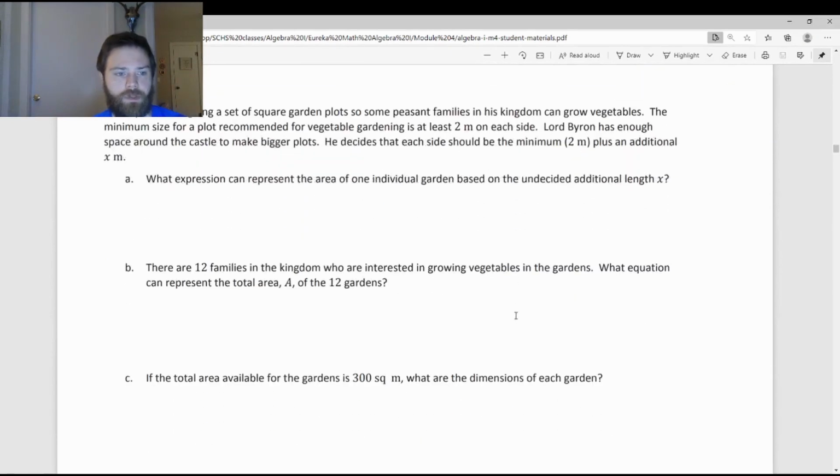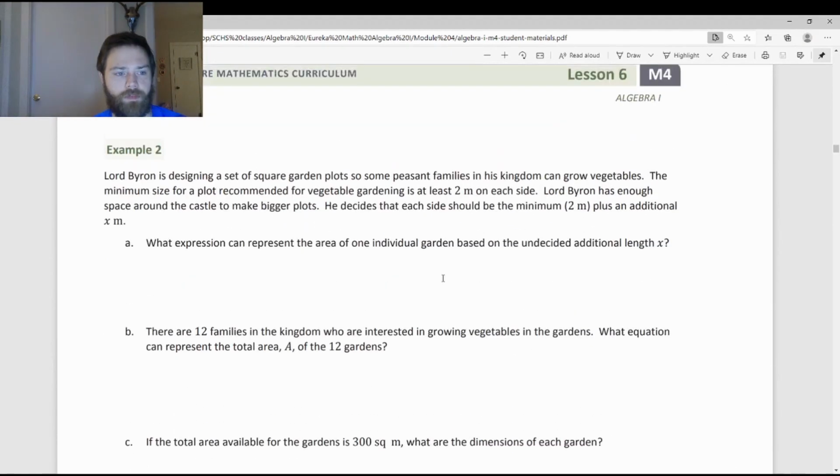Hey, here's our next example. I'll make sure you guys can see it. Lord Brian is designing a set of square garden plots so some peasant families in his kingdom can grow vegetables. The minimum size for a plot recommended for vegetable gardening is at least 2 meters on each side. Lord Brian has enough space around the castle to make bigger lots. He decides that each lot should be the minimum 2 meters plus an additional x meters.